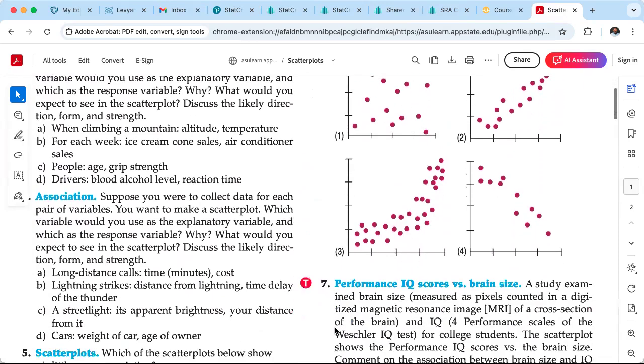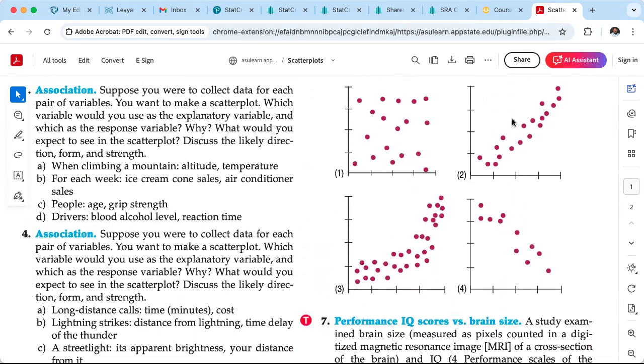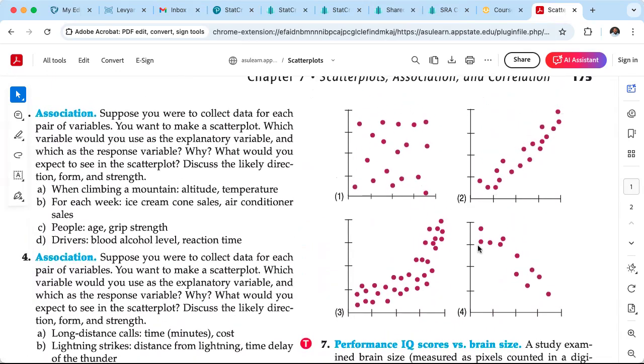I would say 3. The question is saying moderately strong. I find this to be very strong, this to be very strong, and this to be moderately strong. Do you all agree with that? Right? I like the R because it's helpful: when you see 0.9, it's very strong. Right?